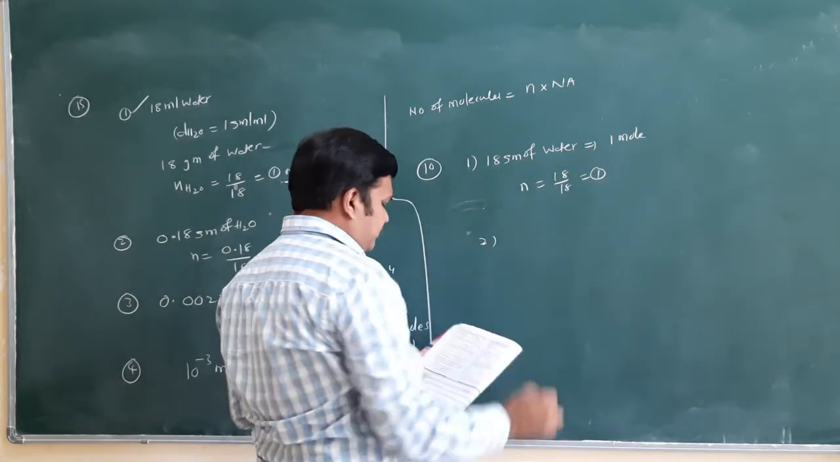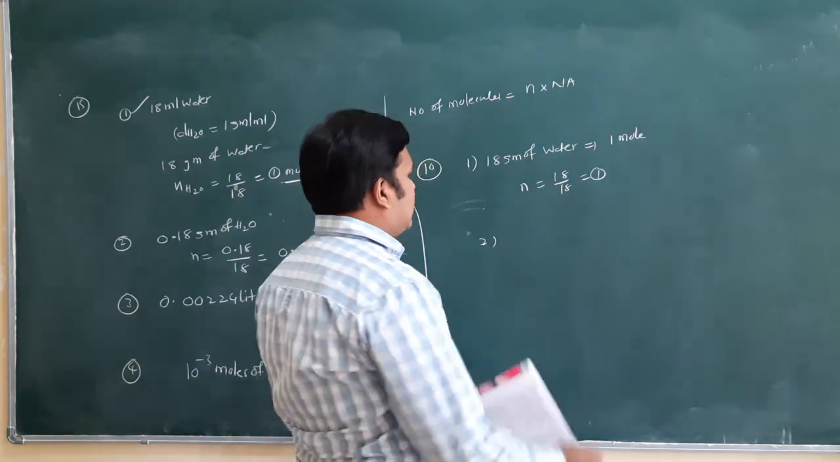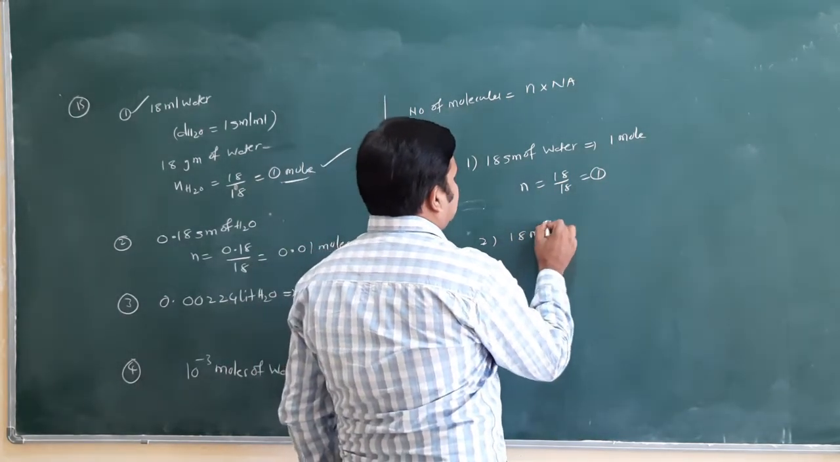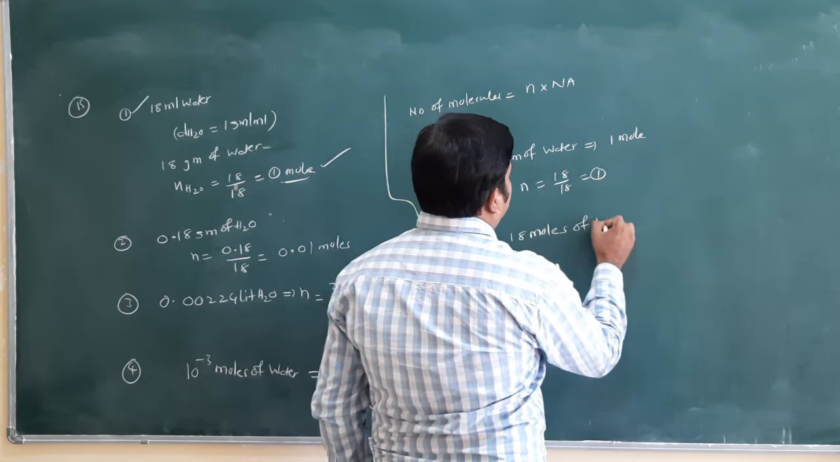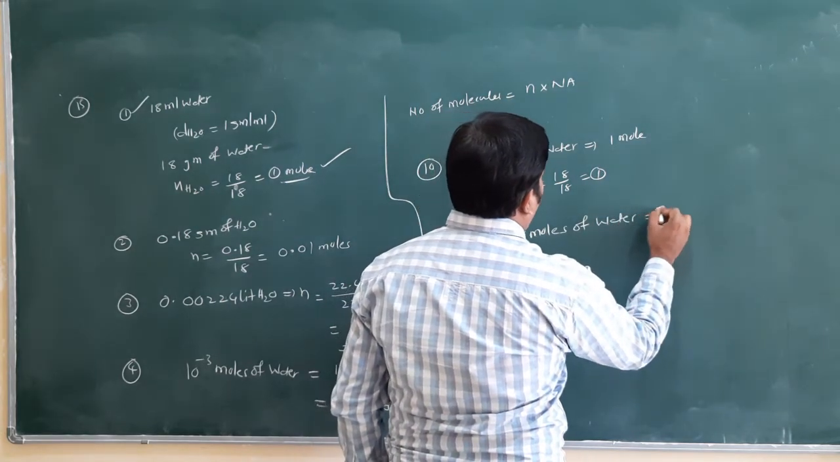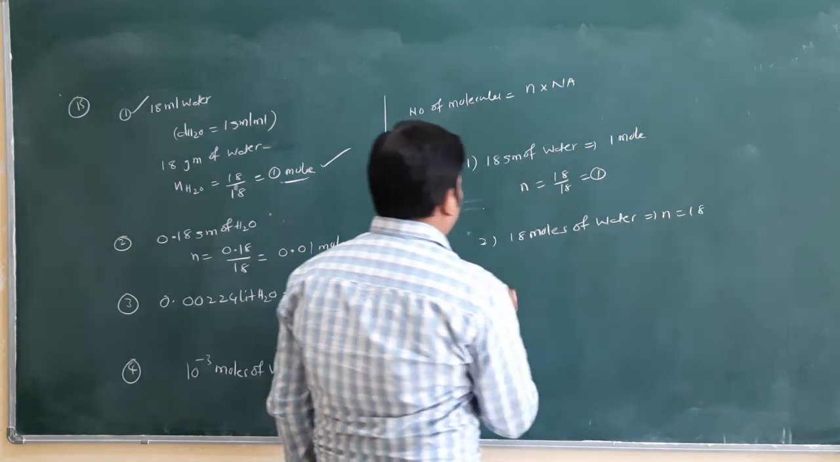See option 2 we have. What is option 2 given? 18 moles of water is directly given. Directly given, 18 moles of water means n is equal to 18 we have.